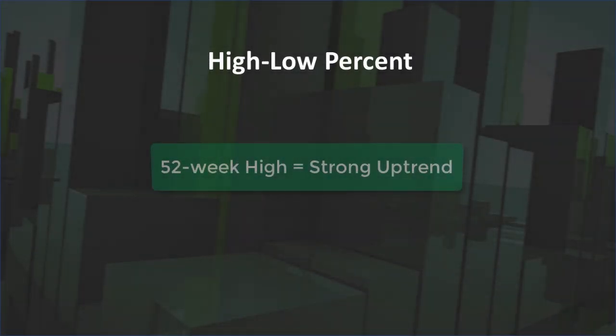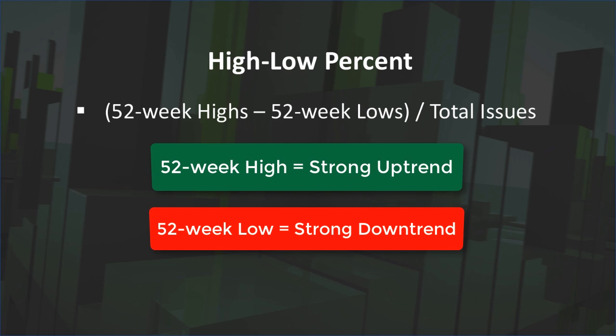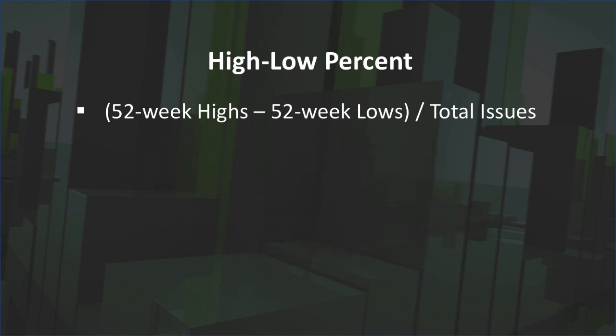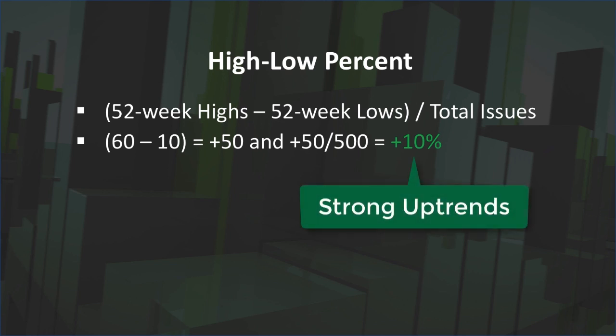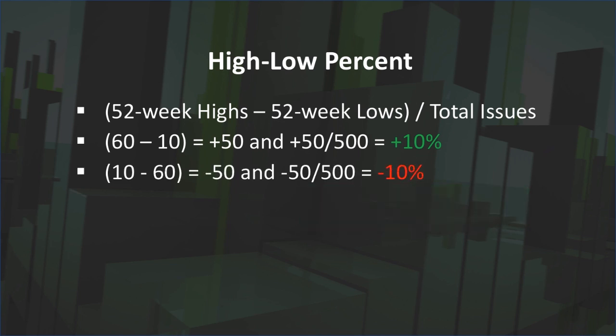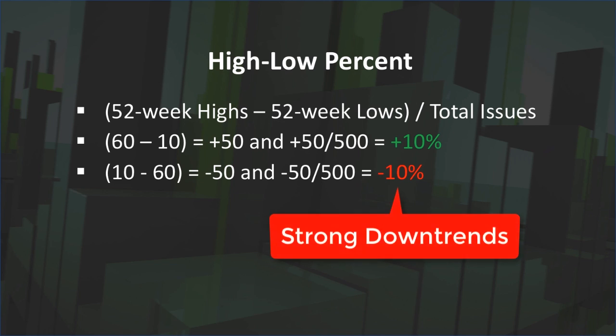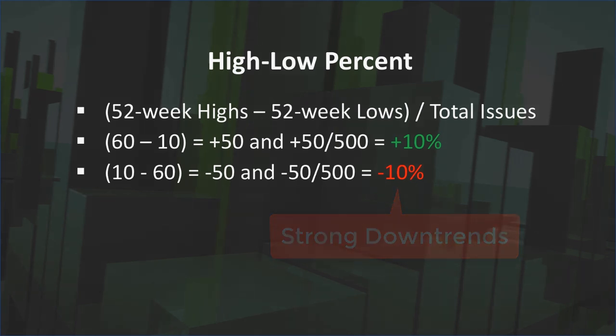Next up, we have high-low percent, and it is calculated in a similar fashion: 52-week highs less 52-week lows divided by total issues. So if you have 60 new highs and 10 new lows, that's a net of plus 50 net new highs. You would divide that by the total number of issues to get plus 10%, and that's a pretty good day for high-low percent. On the flip side, if you have 10 new highs and 60 new lows, you get minus 50 for net new highs, and high-low percent becomes minus 10%. That shows a lot of stocks hitting 52-week lows or in downtrends.